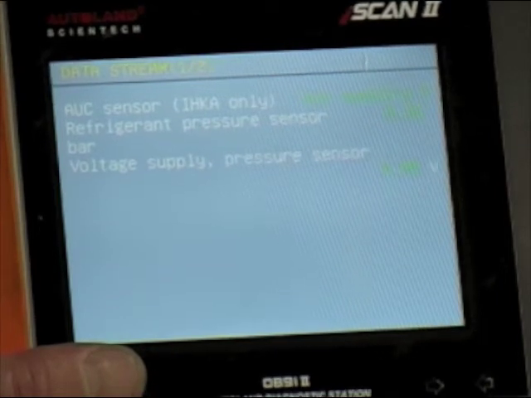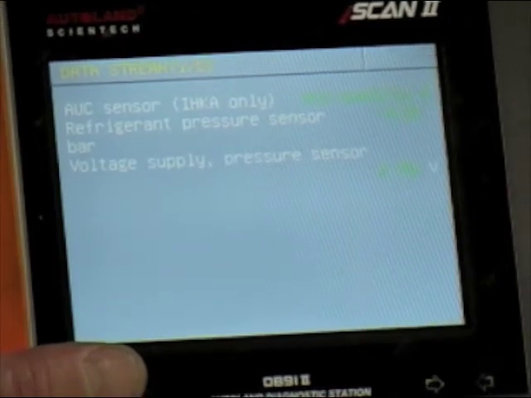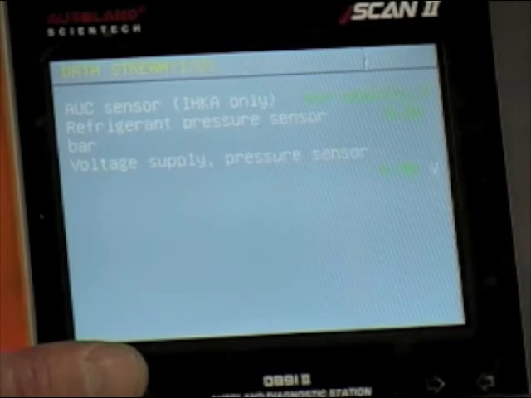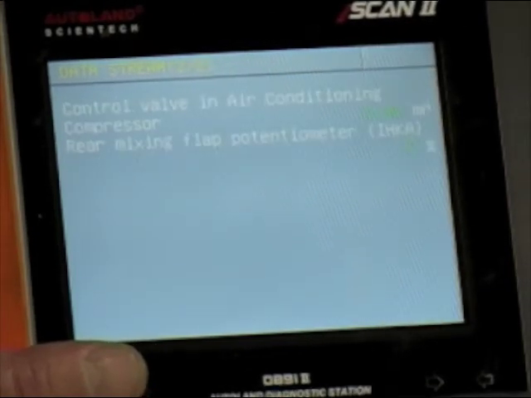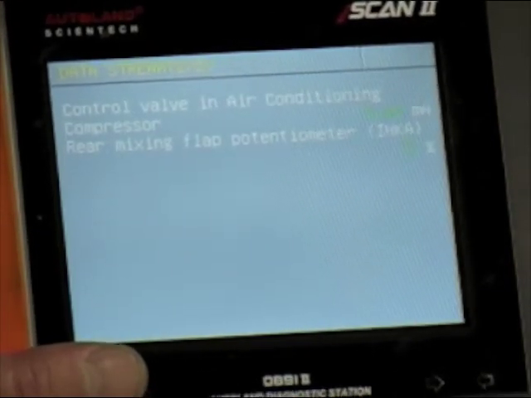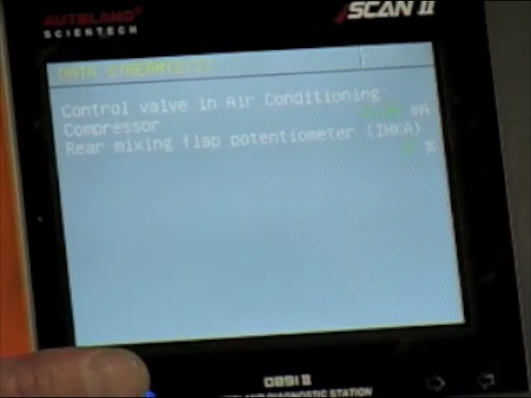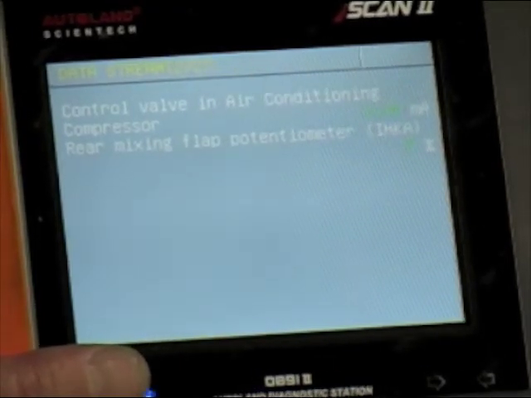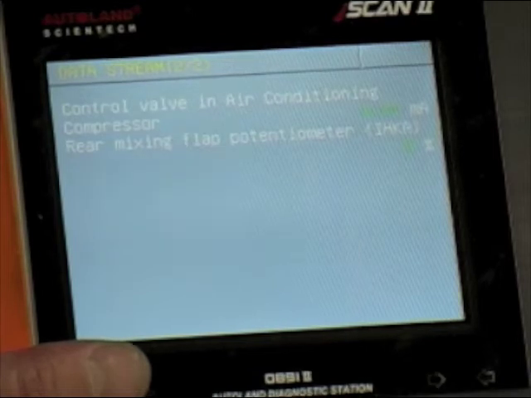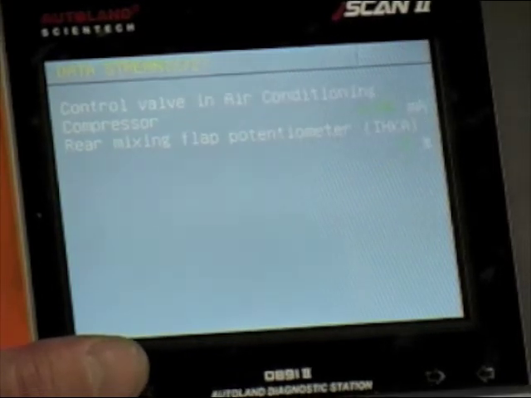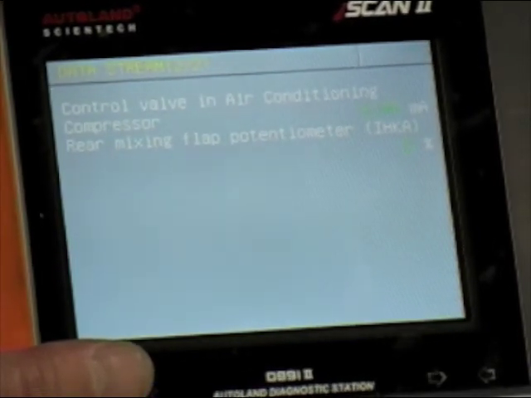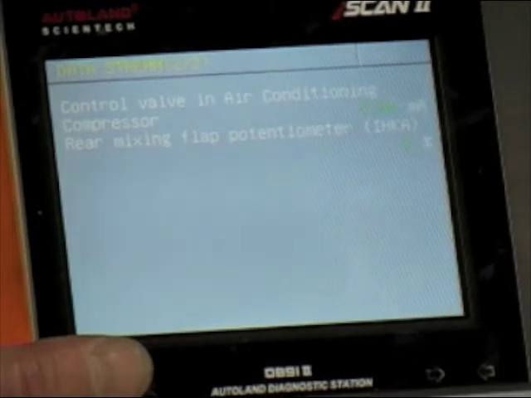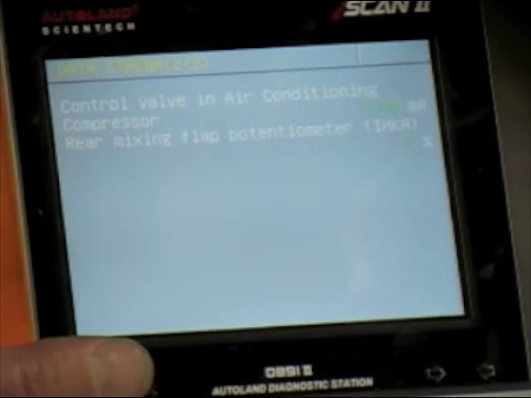As you can see there, the refrigerant sensor 4.36, that's the 4 bar that we had before. And we can also see whether the control valve in the direct drive compressor is getting any signals, and in effect it's not getting any signal at all. We're at 0 milliamps. So there's no signal from the climate control unit asking the compressor to give any compression.